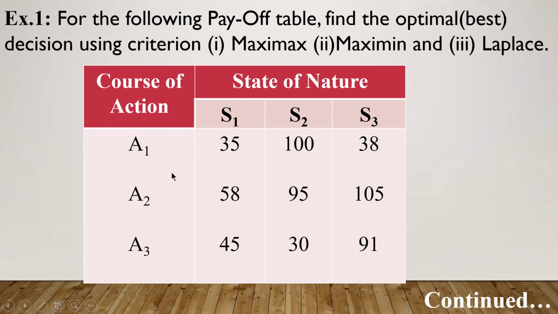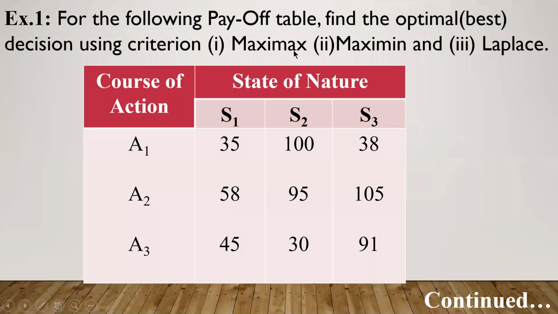तो यहाँ आपको एक payoff table दिया है. What does this table say? First column is course of action. There are three courses of actions given to you, A1, A2 and A3. इन तीनों में से आपको बताना है which is the best course of action, मतलब which is the best decision, okay, to select out of these three. Then you have states of nature. There are three states of nature given here, S1, S2 and S3. And these figures are your profit, payoff. For A1 and S1, what is the profit you are getting? 35. For A1 and S2, the profit or payoff is 100. And so on. 38, 58, 95, 105, 45, 30 and 91. So this table is given to you, which is called as payoff table.